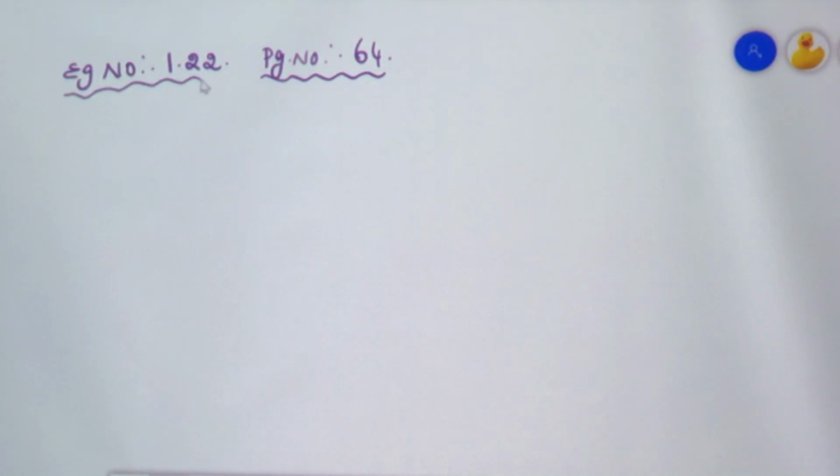So let us continue the example problems. We are going to see now example problem number 1.22. This example problem 1.22 is available in the page. So let us consider page number 64. In this example problem they have given a circuit diagram, a combination of capacitors, and from this combination we have to simplify and get the final answer.